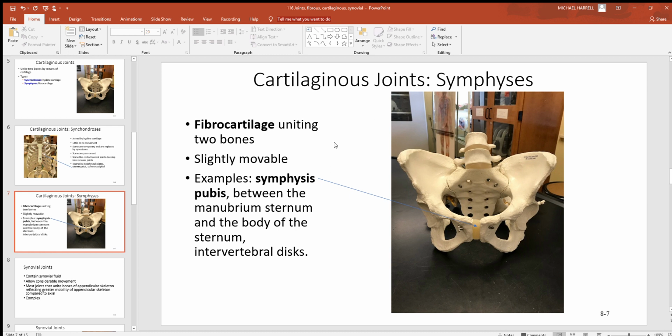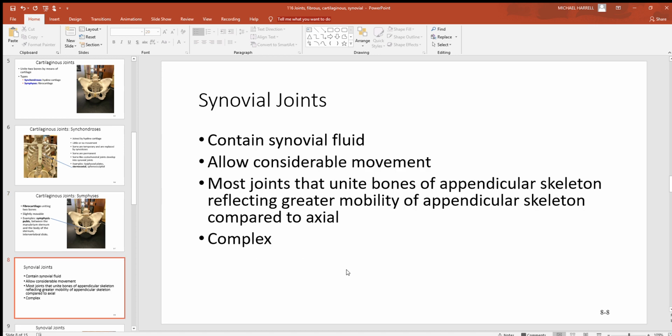Looking at the symphysis here, we've looked at one of these in a previous video, the symphysis pubis. Here's where you've got fibrocartilage binding and holding those two front halves of the pelvis together. Again, you've got one of these big coxal bones on each side, and there's that cartilage right in between them, binding and holding them together.